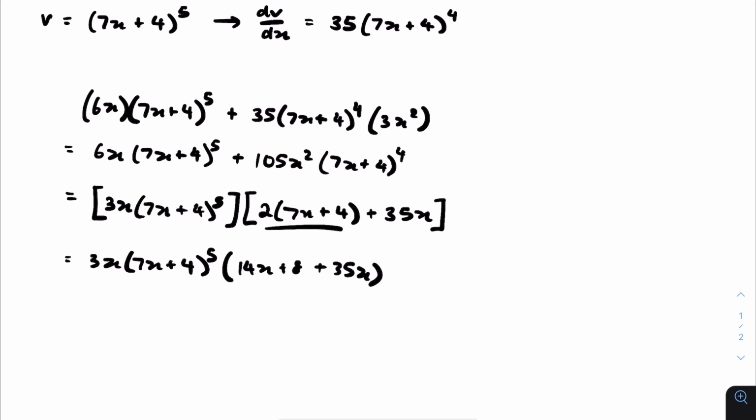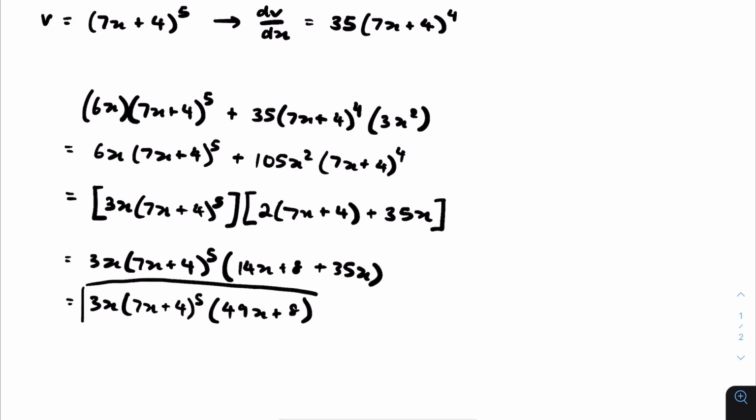Just expanding the bracket over here, which gives us 3x times 7x plus 4 to the power of 4 times 49x plus 8 if we collect like terms. And that's our final answer. All simplified and grouped and factored.